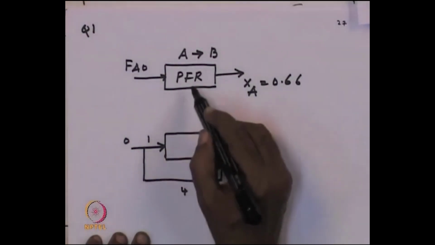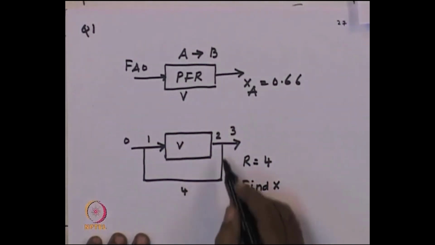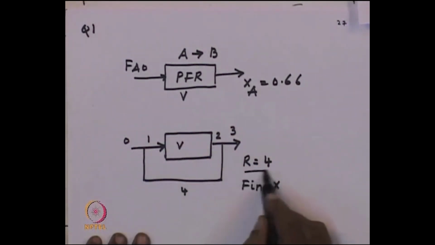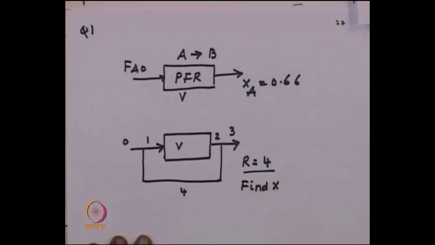That means, the same reactor of volume V, this is also the same volume V. Now, there is a recycle, the recycle ratio is given as 4. What is the likely extent of reaction or likely conversion you will expect? Now, of course, we know that when you recycle, your conversion suffers, because of the fact that it is a measure of mixing. So, how do you find out?